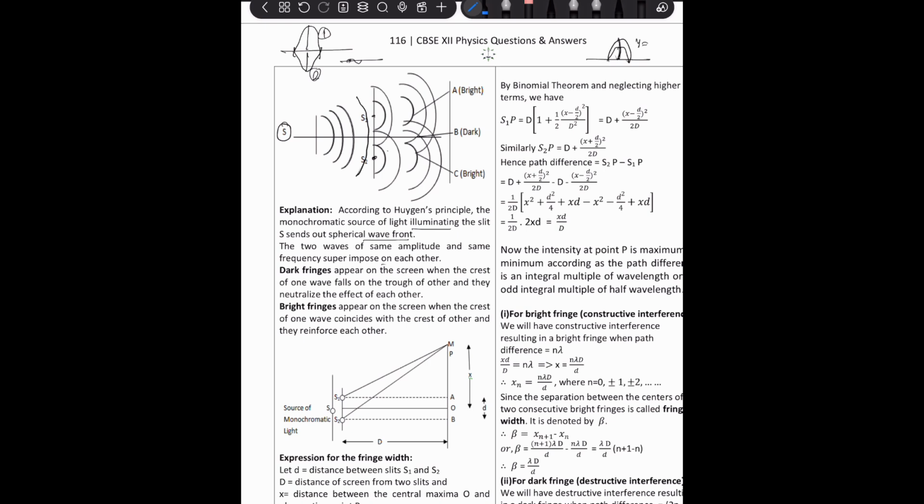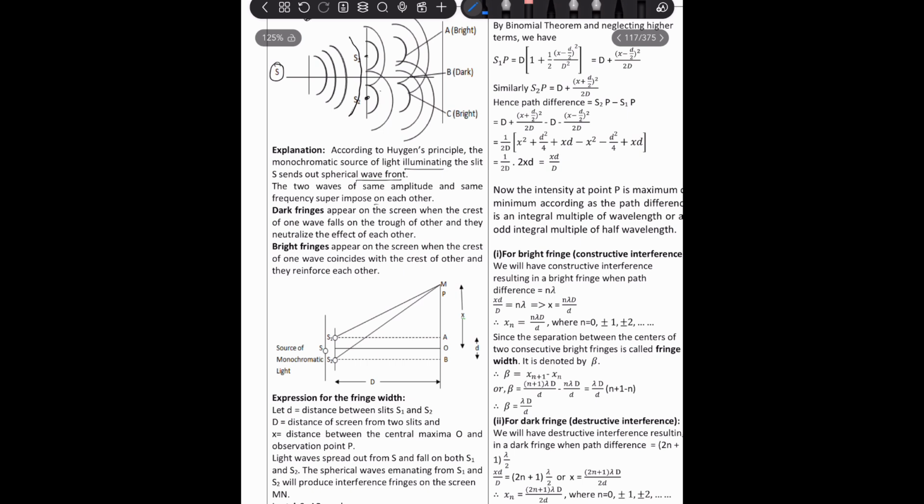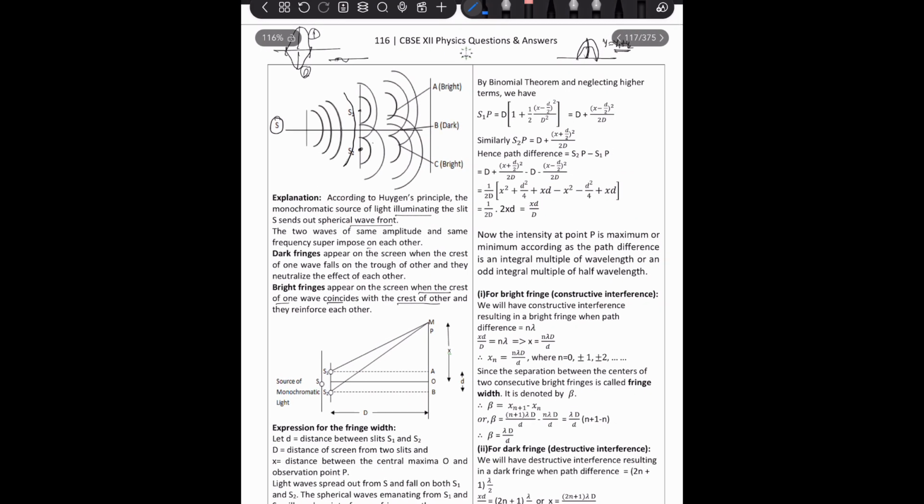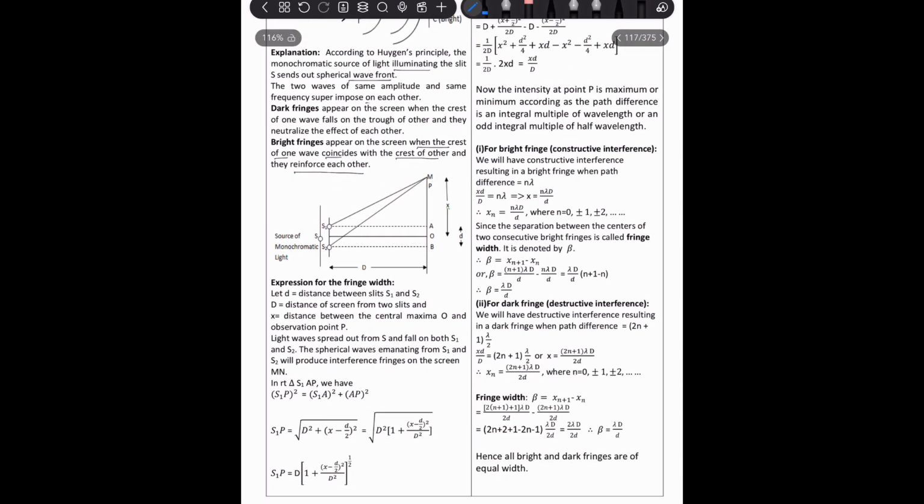The net displacement is y1 plus y2, correct? There we get the higher intensity; the amplitude is high, so the intensity will be high. We get constructive interference. So bright fringes appear on the screen when the crest of one wave coincides with the crest of the other. Both crests superimpose, coincide and reinforce each other. So there we get the bright fringe.